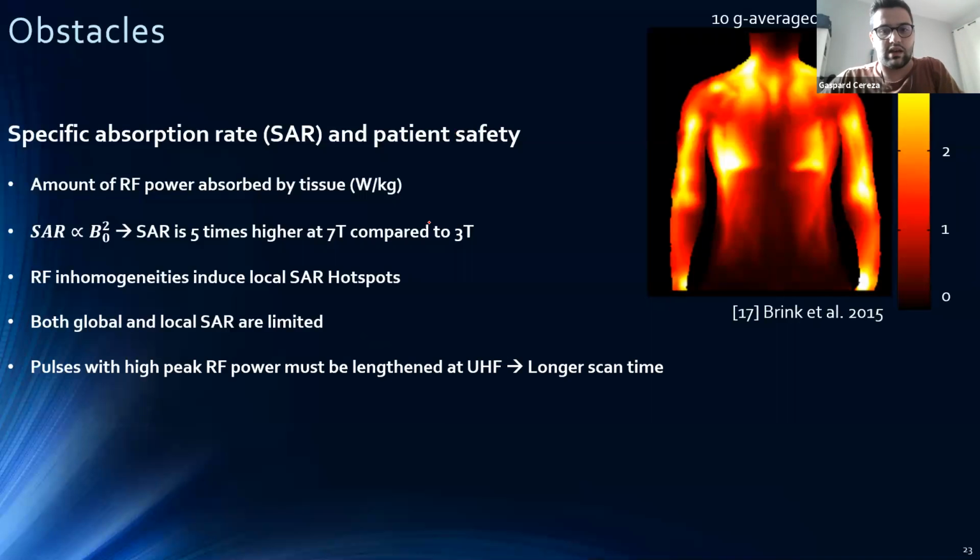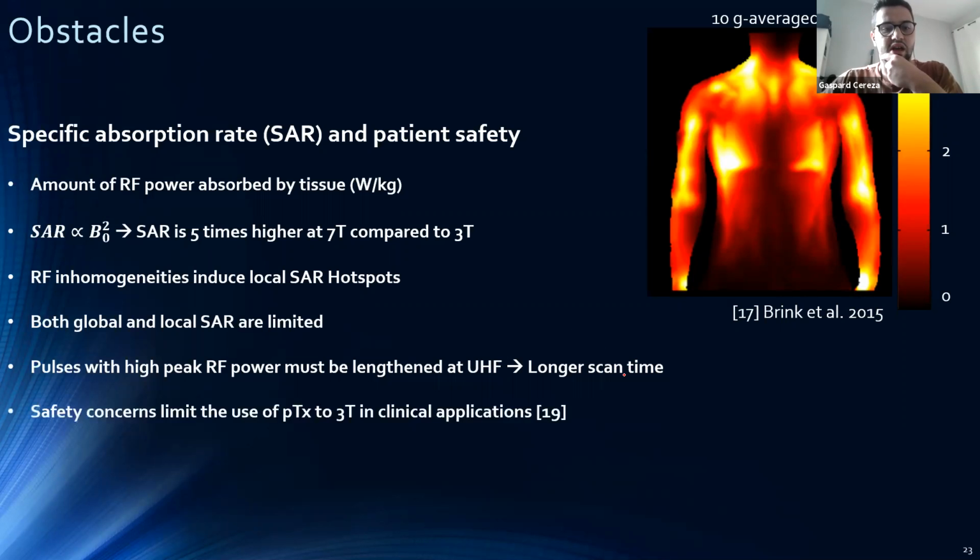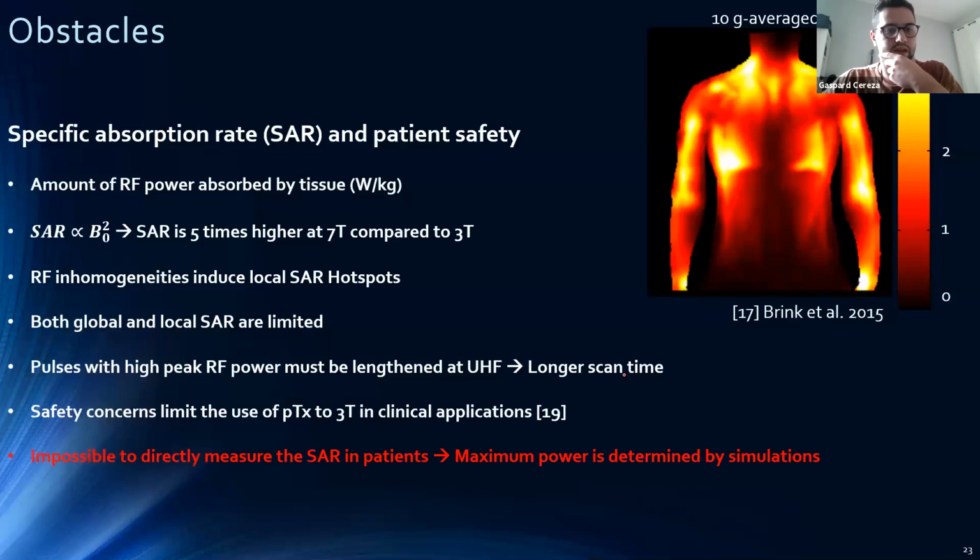So the pulses with a high peak RF pulse will have to be lengthened. So the scan time will be longer. So that can be a problem in clinical application. Yeah, so the PTX right now is used at 3T in clinical application, but not at 7T because of these concerns. And we don't know how it's investigated, but actually right now it's really hard to go under the legal limits with 7T applications.